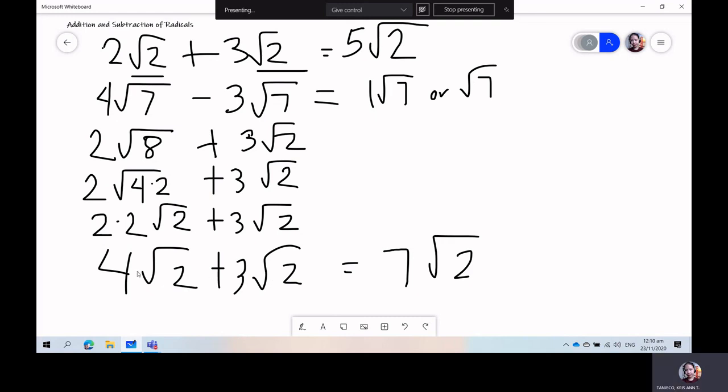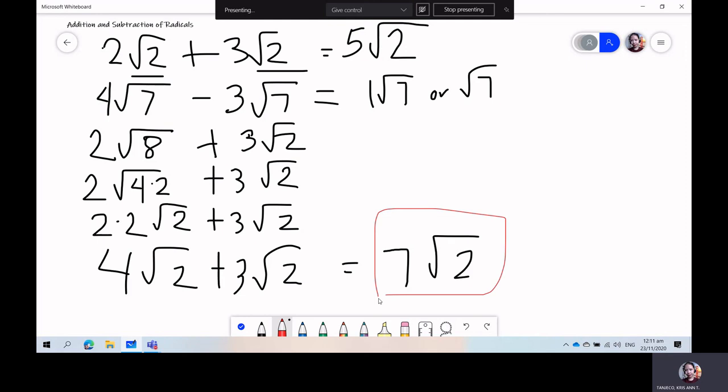This time around, we can now add them because they are similar radicals already. So 4 plus 3 is 7 square root of 2. So our final answer for this one will be 7 square root of 2.